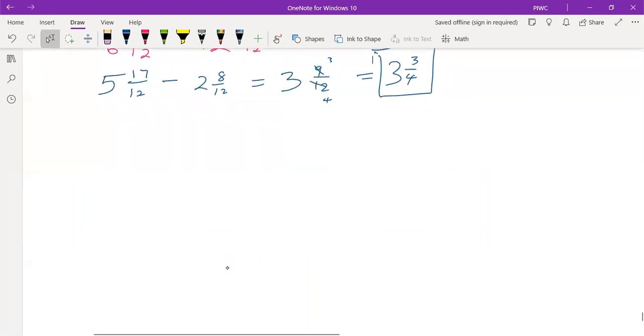Let's say that I have 7. Let's use a smaller number, maybe 2/5, minus probably 3. What number should I use here? Maybe 1/2, like that. So again, if I have to subtract this, does someone have a question?